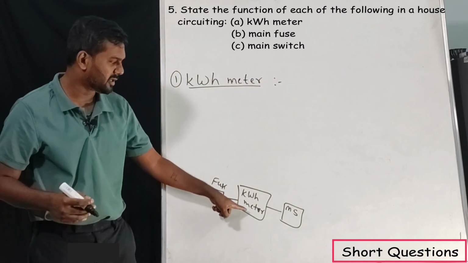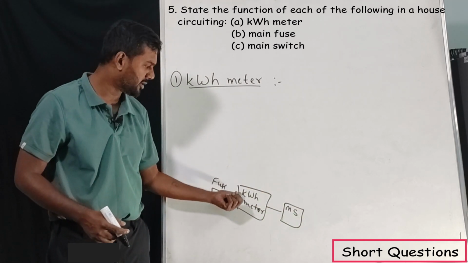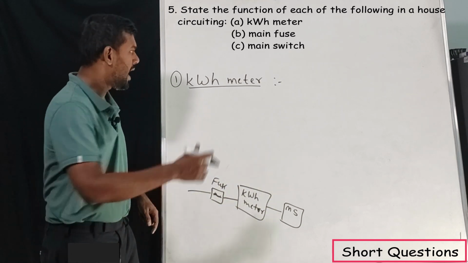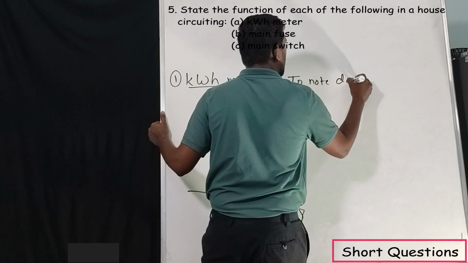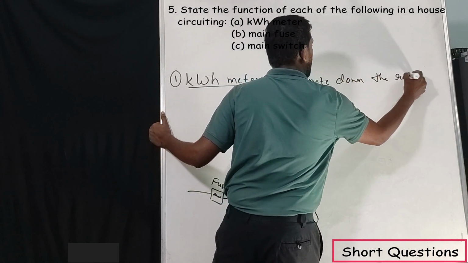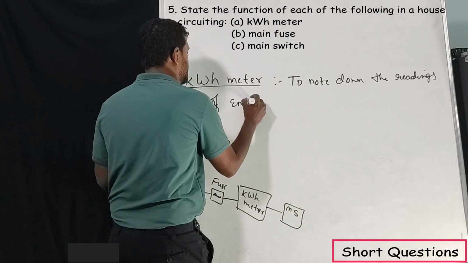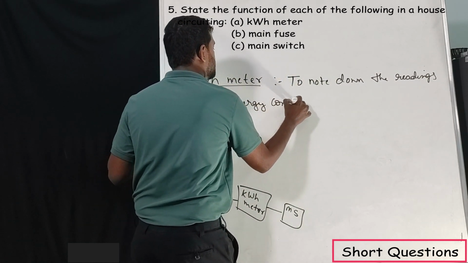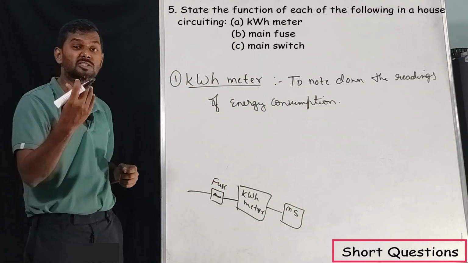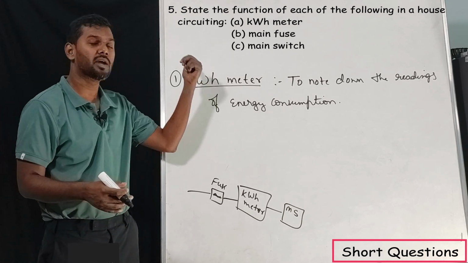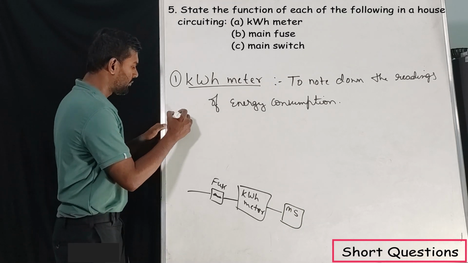See, from the kWh meter only all the connections will be running. So all the wires from the kWh meter only will be connected. And what is the function of it? To note down the readings of energy consumption. See, how much energy we are consuming, those will be noted down in the kWh meter. Based on this only we are going to get the electricity bill.